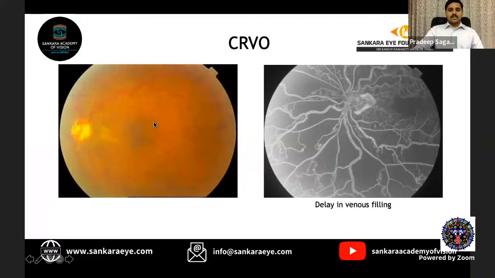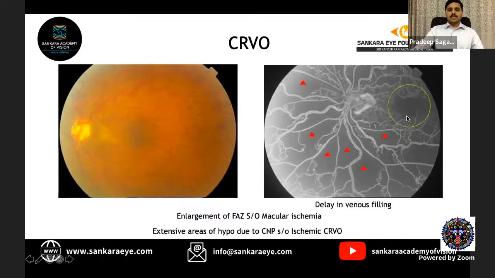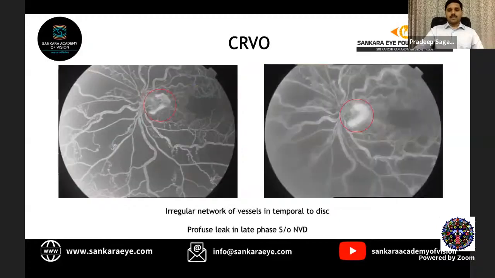So this is another case in which we can see that there is a tortuous vein and an altered reflex of the fundus. On fluorescein angiography, we can see that there are extensive areas of hypoperfusion and delay in venous filling, suggestive of central retinal vein occlusion. Here we can see that the foveal avascular zone is significantly enlarged and distorted, suggestive of macular ischemia. So it's a case of ischemic central retinal vein occlusion with macular ischemia.